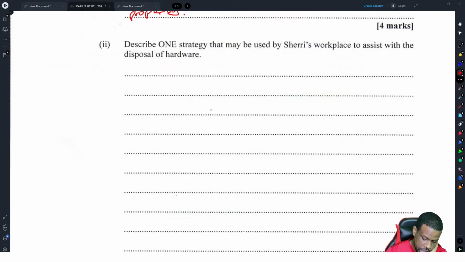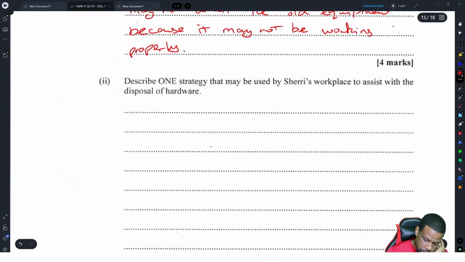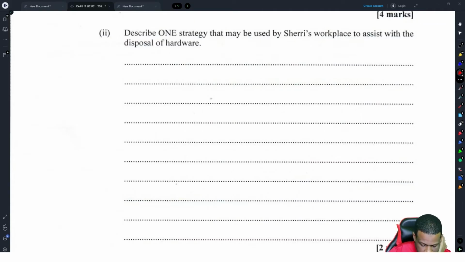All right, describe one strategy that may be used by Sherry's workplace to assist with the disposal of hardware. Oh, they should have a policy. Strategy. No, strategy is a different word. Why would they use the word strategy? I guess they're looking for policies. To assist with the disposal of the hardware. One strategy that may be used.